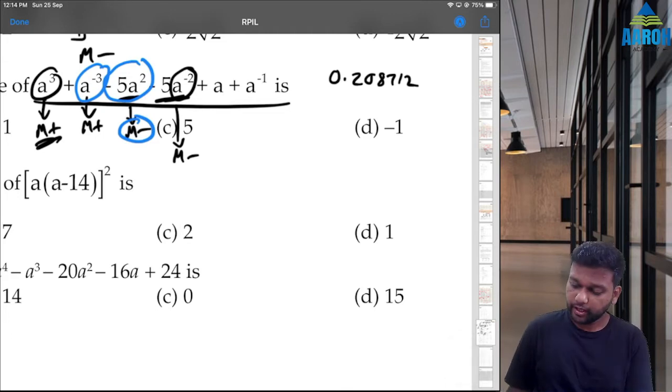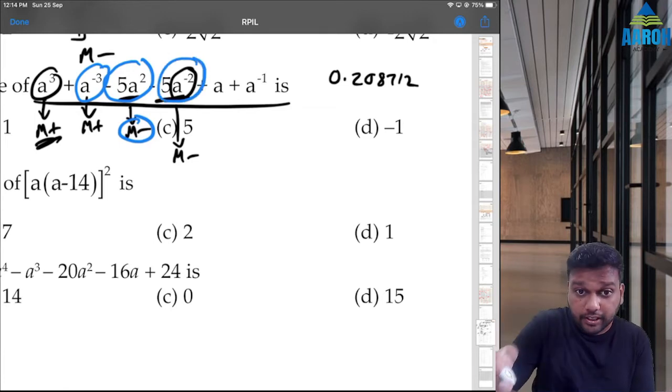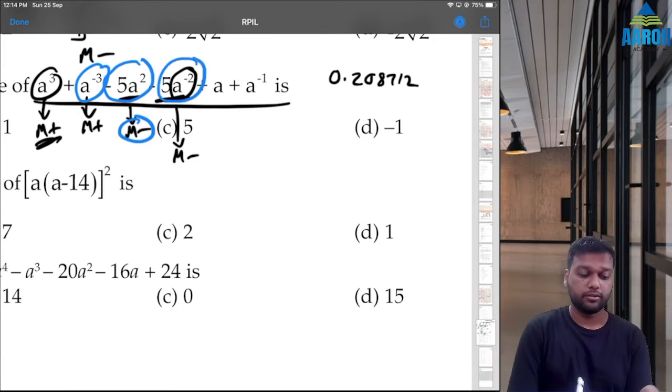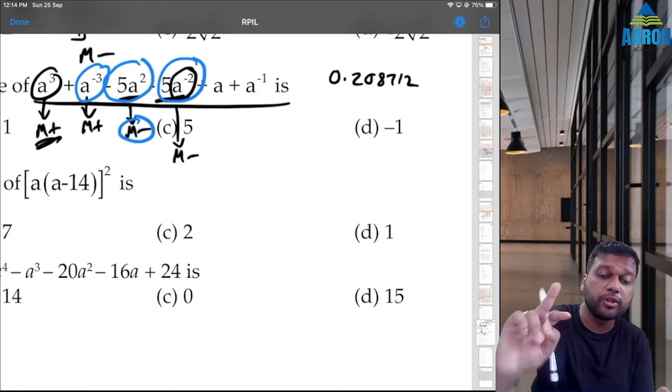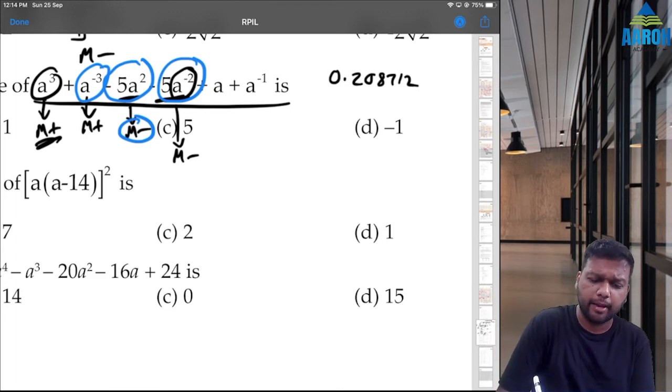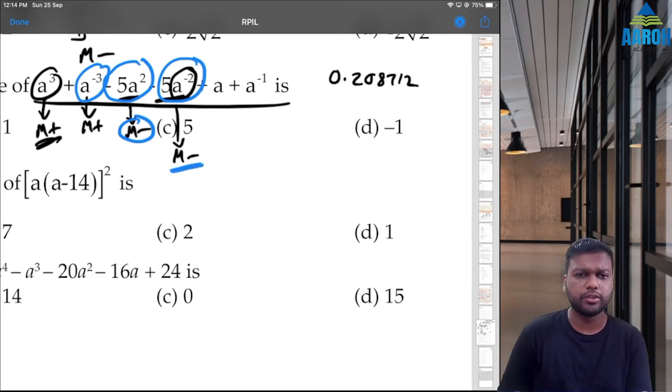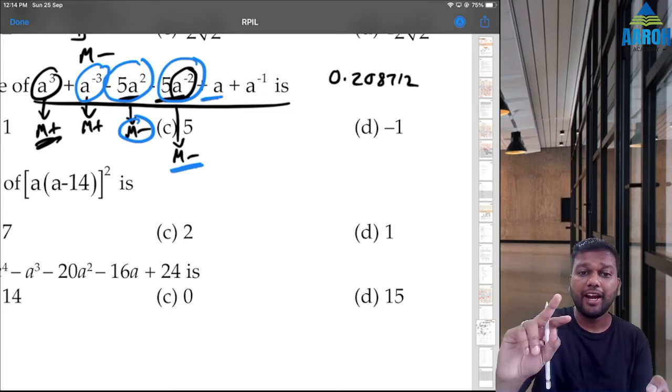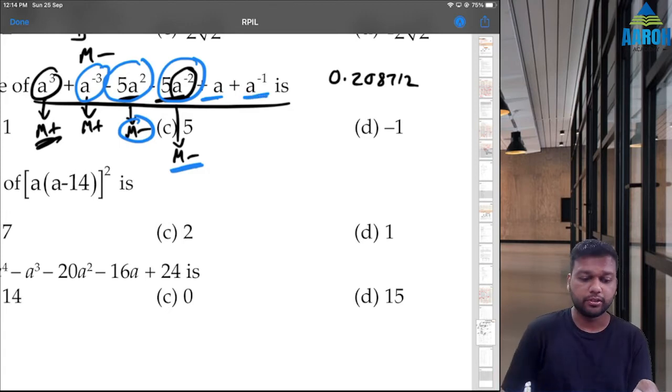Next term, now for this you have to concentrate, it is a square reciprocal, so 0.208712 square, then reciprocal because it is a raised to minus 2, into 5 and then again M minus, okay, because we have to subtract it, plus a, so plus a is 0.208712 M plus, and a raised to minus 1 is reciprocal of a, so just divided by equal to and M plus.